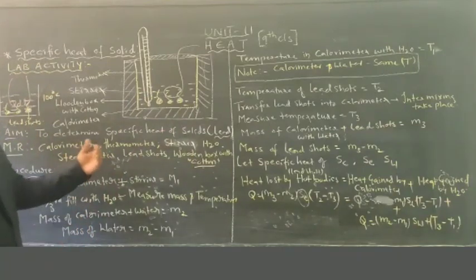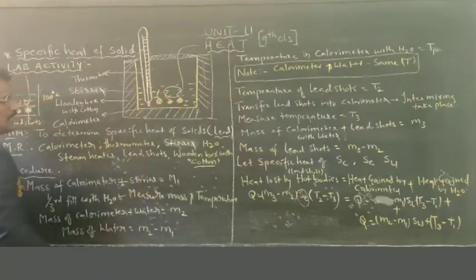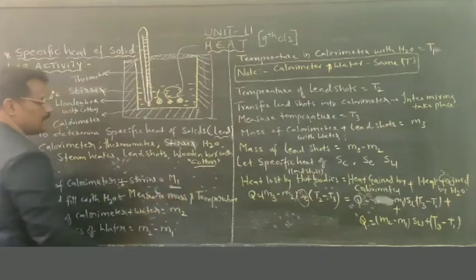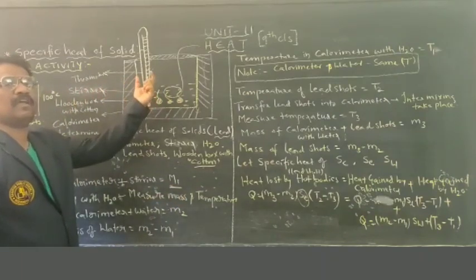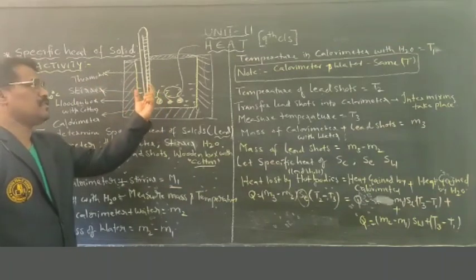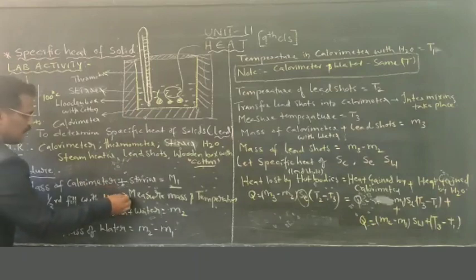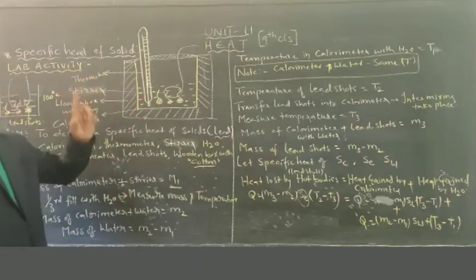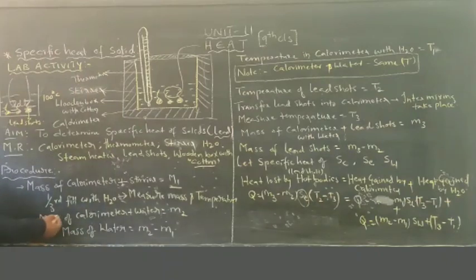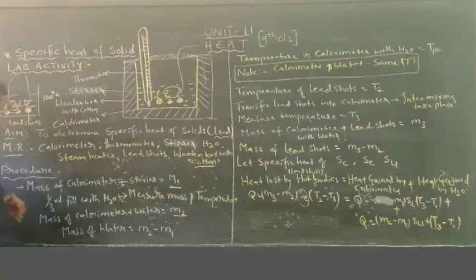Procedure. Coming to the procedure, the first step is to take the mass of the calorimeter with the stirrer only. Let that mass be M1. Later, fill the calorimeter one-third with water. After filling it one-third with water, measure the mass as well as the temperature. The mass of the calorimeter with water is M2 grams. You take it.